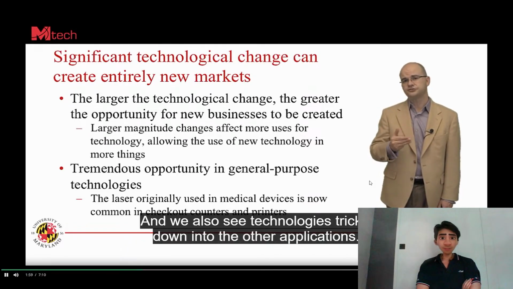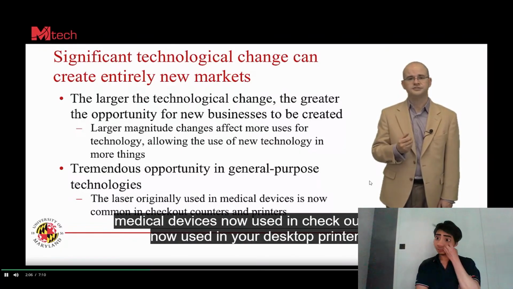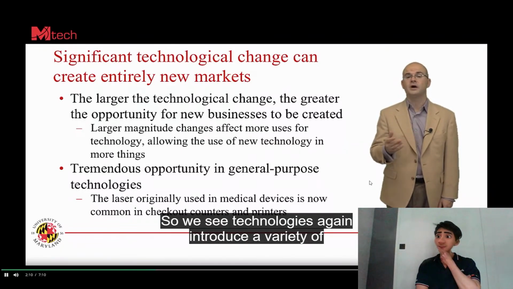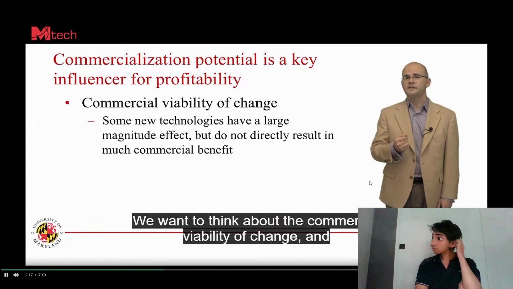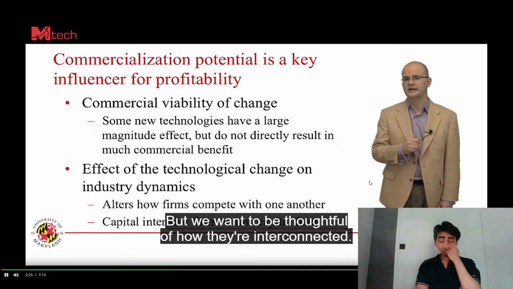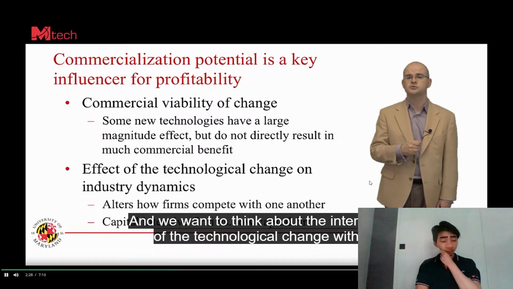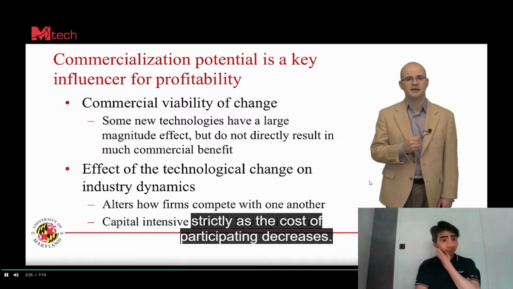And we also see technologies trickle down into the other applications. Lasers that were used for medical devices, now used in checkouts, and now used in your desktop printer. So we see technologies, again, introduce a variety of opportunities for entrepreneurs. Commercialization is certainly key to that, and we want to recognize that as well. We want to think about the commercial viability of change. And not all technologies are going to have that, but we want to be thoughtful of how they're interconnected. And we want to think about the interplay of the technological change with industry dynamics and what we can do to compete against these firms, particularly as the cost of participating decreases.